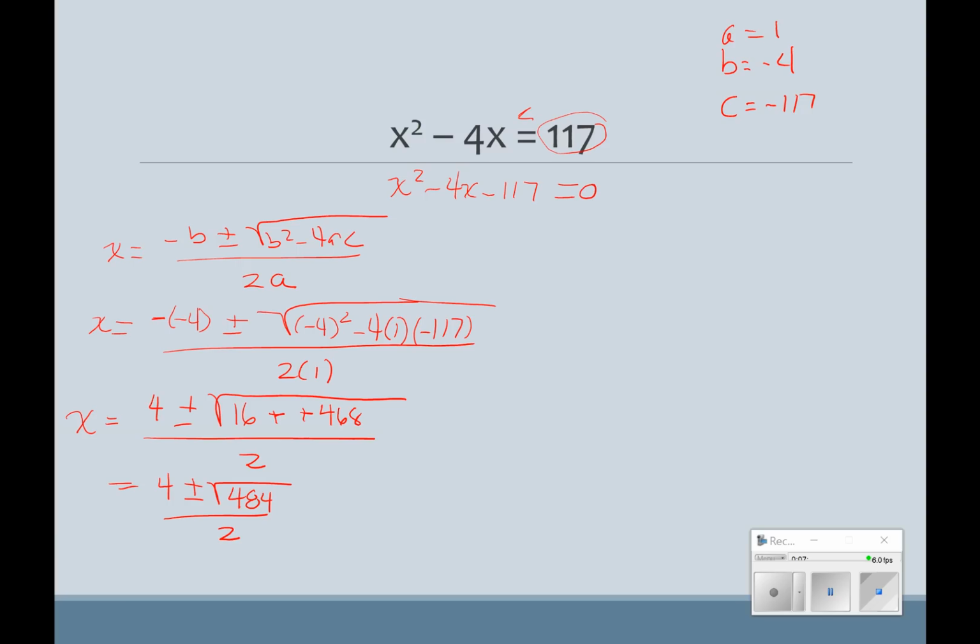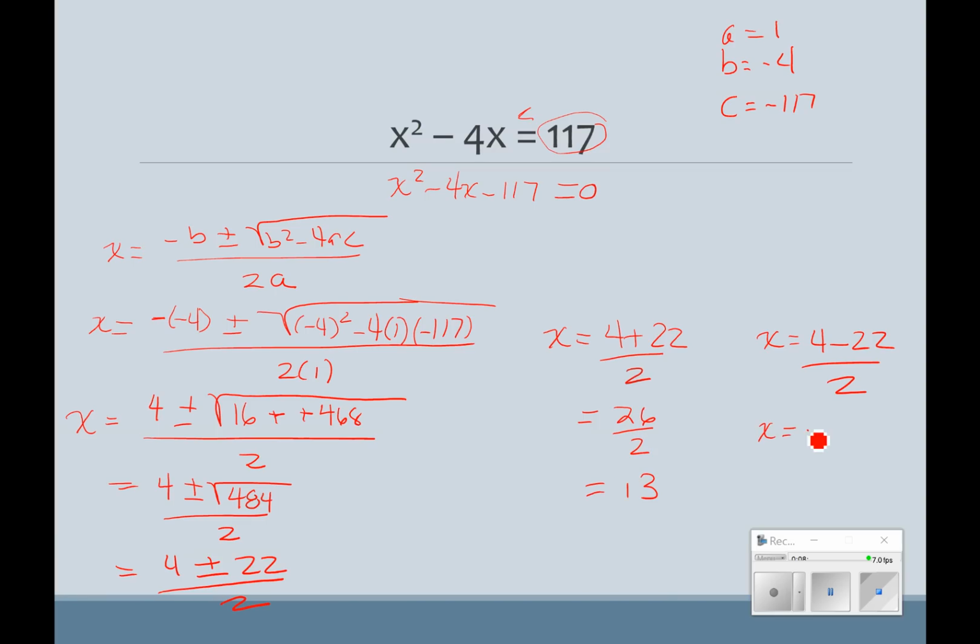If I take the square root of 484, it's going to give me 22. So I'm going to get 4 plus or minus 22 divided by 2. Again, we're going to have our two expressions. X equals 4 plus 22 divided by 2, and x equals 4 minus 22 divided by 2. So in this case, x is 26 divided by 2, or 13. In this case, x is negative 18 divided by 2.